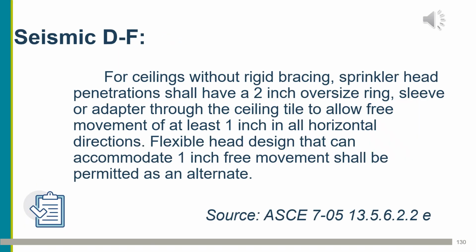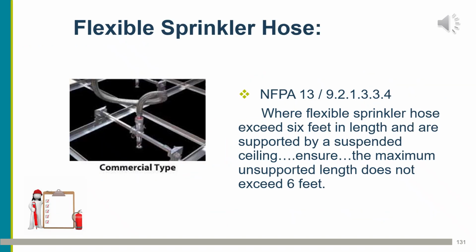Now, for seismic D through F, for ceilings without rigid bracing, sprinkler head penetration shall have a 2" oversized ring, sleeve, or adapter through the ceiling tile to allow for free movement of at least 1" in all horizontal directions. Flexible head design can accommodate 1" free movement. And again, this is an engineered design.